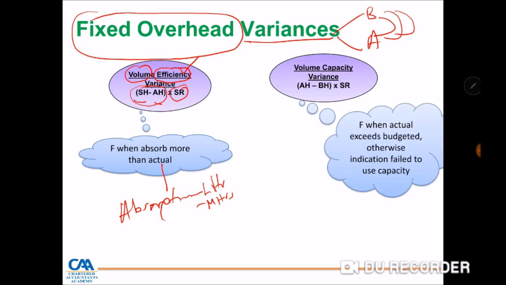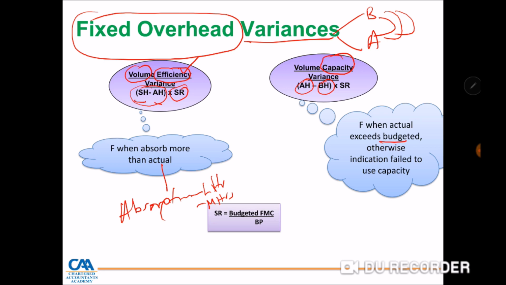Another scenario that can happen is capacity, where I'm now saying my actual hours versus the budgeted hours times the standard rate. So I'm saying actual production capacity was more than budgeted. Therefore, I might have ended up utilizing more, absorbing more overheads. So here the idea is I'm just trying to interpret why I am having this fixed overhead variance.